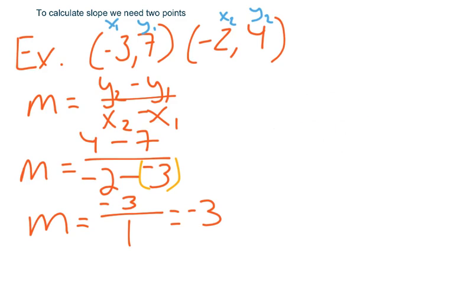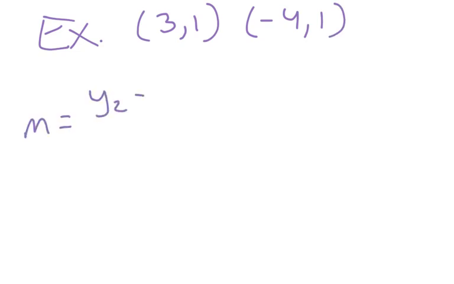If you are watching this video on your own, feel free to pause it and go back and work through that calculation again. Okay, let's look at another example. For this one, we're going to do the point 3, 1 and the point negative 4, 1. And our formula is y2 minus y1 over x2 minus x1.